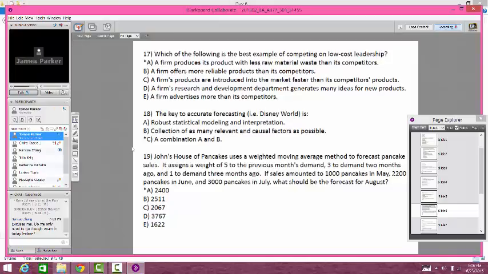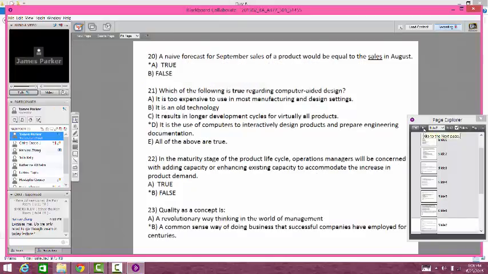So John's House of Pancakes. Again, a bit of math involved there, but everybody, I think, figured that one out just fine. I'm just going to keep blowing through these unless I see some people with questions. Naive forecast would be equal to the sales in August. That is true. It's never equal to the forecast. The forecast would make that false.